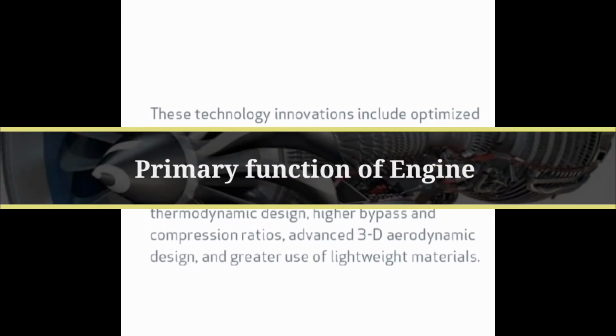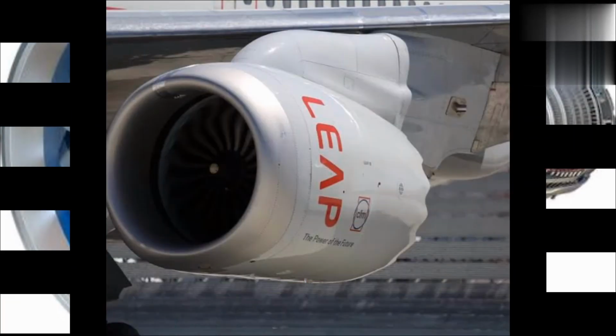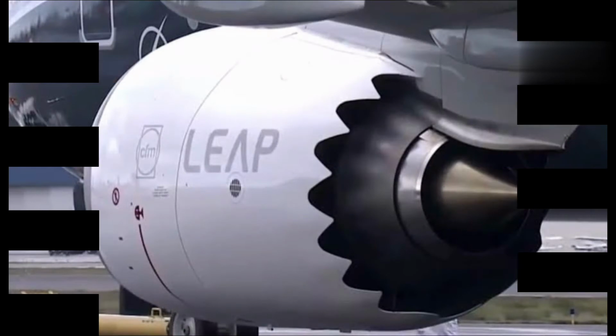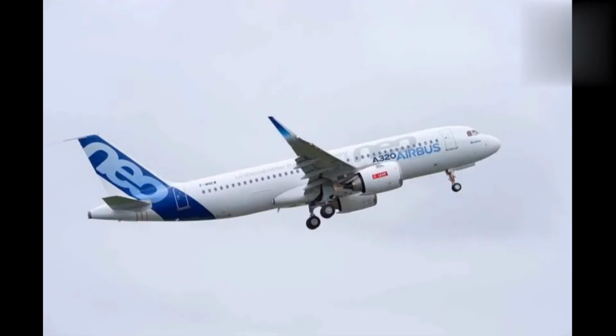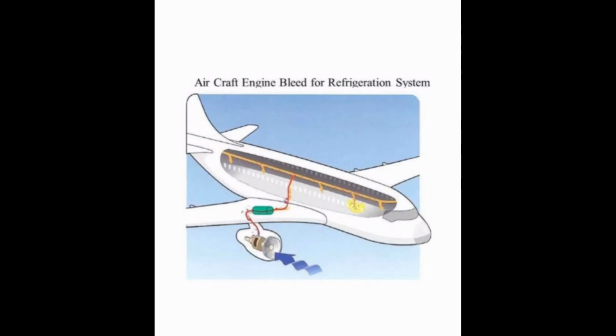The primary functions of the engine are to give forward and reverse power to the aircraft, to supply mechanical power for equipment or accessories, and to supply bleed air for aircraft function.